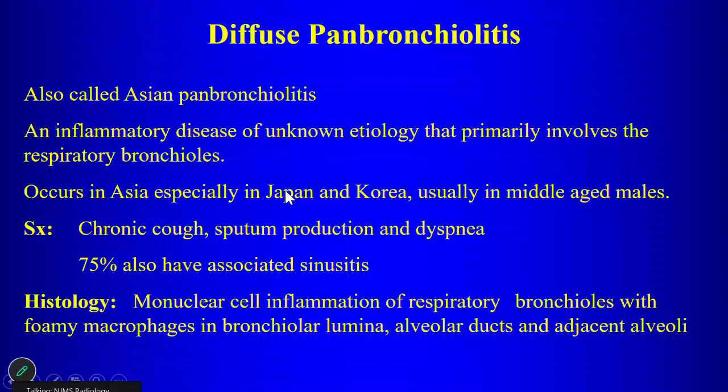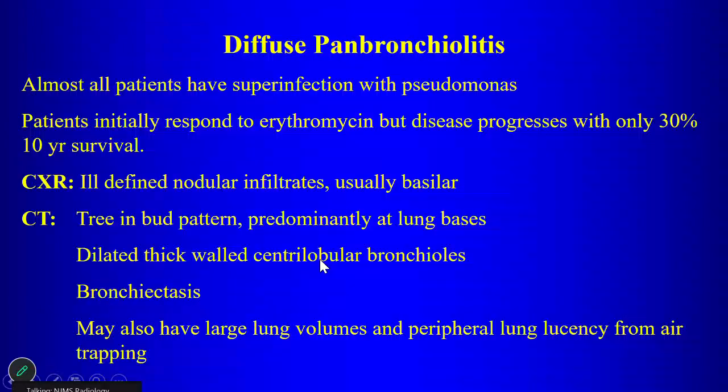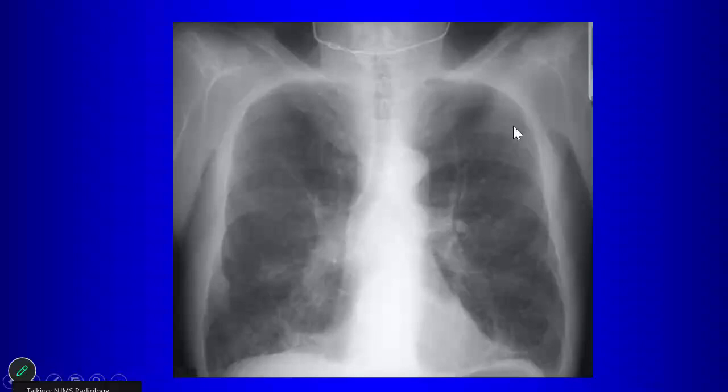So it's of unknown etiology, occurs in Asia, especially Japan and Korea, and tends to affect male patients. They may also have sinusitis, and they will have inflammation of their bronchioles and recurrent Pseudomonas infections. You might see nodules on the chest radiograph. On CT, we'll see the tree and bud pattern, predominantly at the lung bases, with dilated, thick-walled centrilobular bronchioles. They might have bronchiectasis. They can also have air trapping, so you might have increased lung volumes from air trapping, and ill-defined nodular opacities, predominantly at the lung bases.